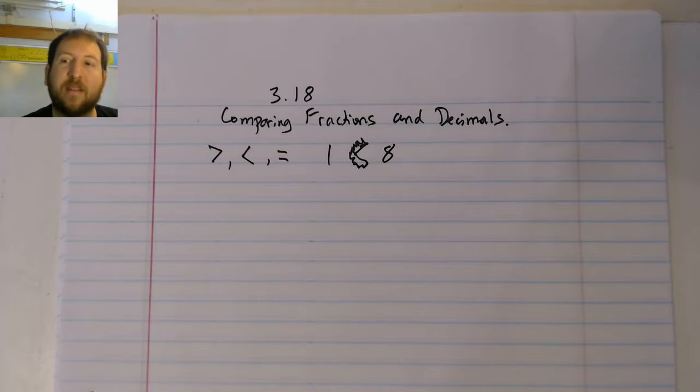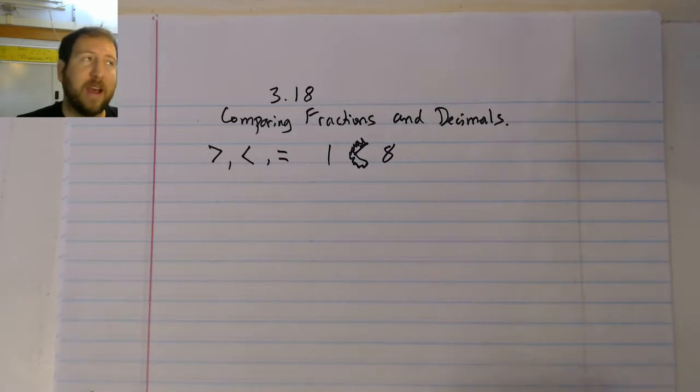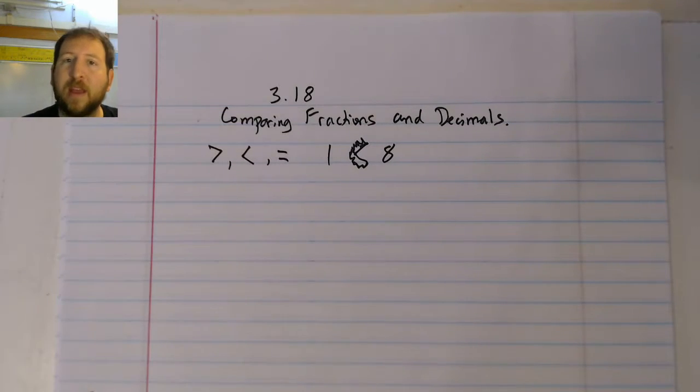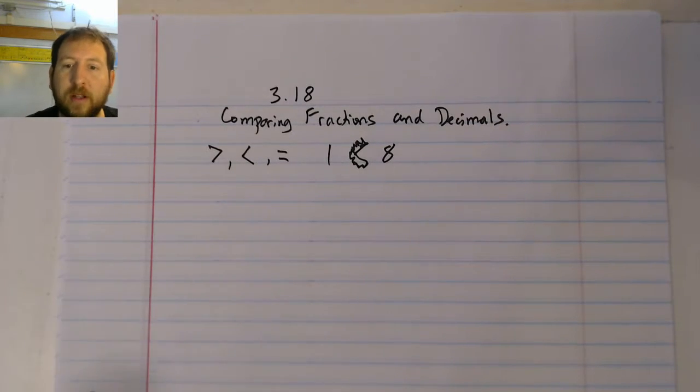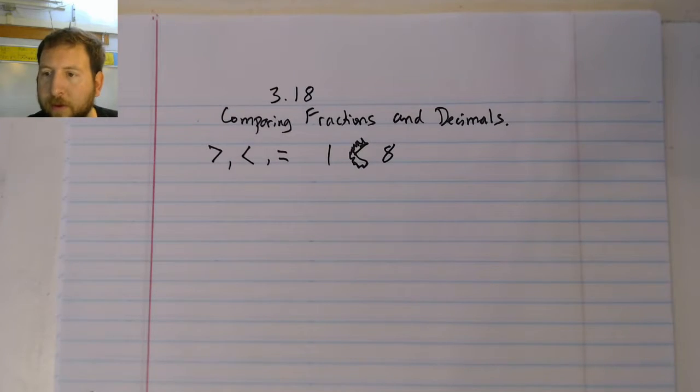And this time, instead of two numbers like 1 and 8, which is pretty easy to figure out, you're going to have a fraction and a decimal, and you're going to need to compare them using all of these strategies and the tools that we've been talking about and learning about so far. So let's take a quick little example.